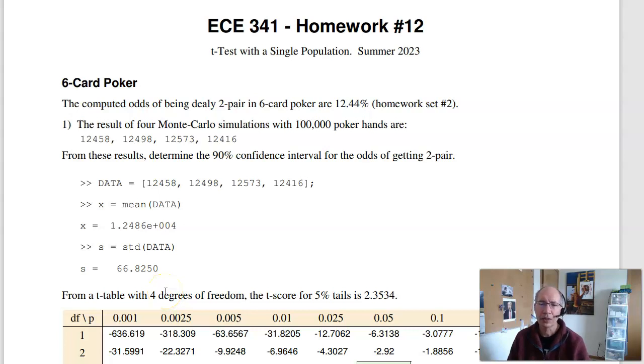Here are the solutions to homework set number 12 for ECE 341. In this homework set, we're looking at t-tests with a single population.